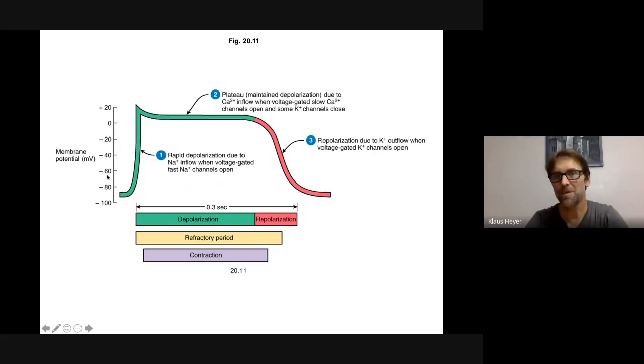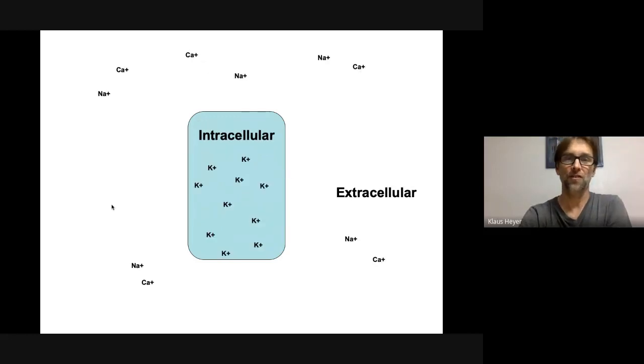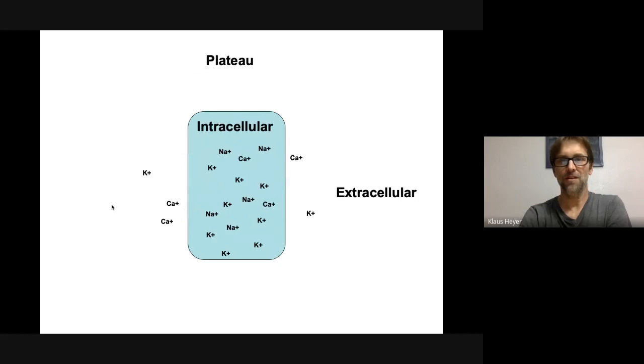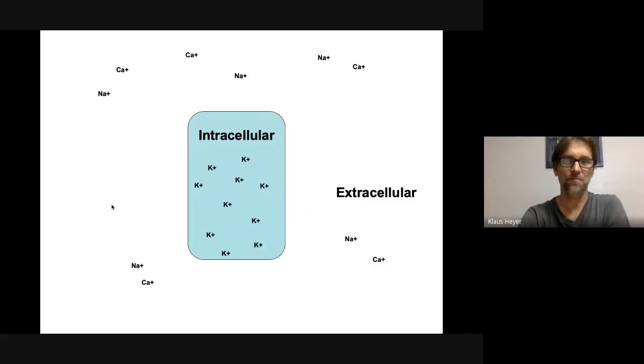I'm not going to go into membrane potential here because I feel like that adds another layer of complexity to it. But this is essentially what is going on. Right? So sodium runs in, calcium starts to trickle in, potassium goes out, and that's repolarization. And then they're going to swap places again to the very beginning.